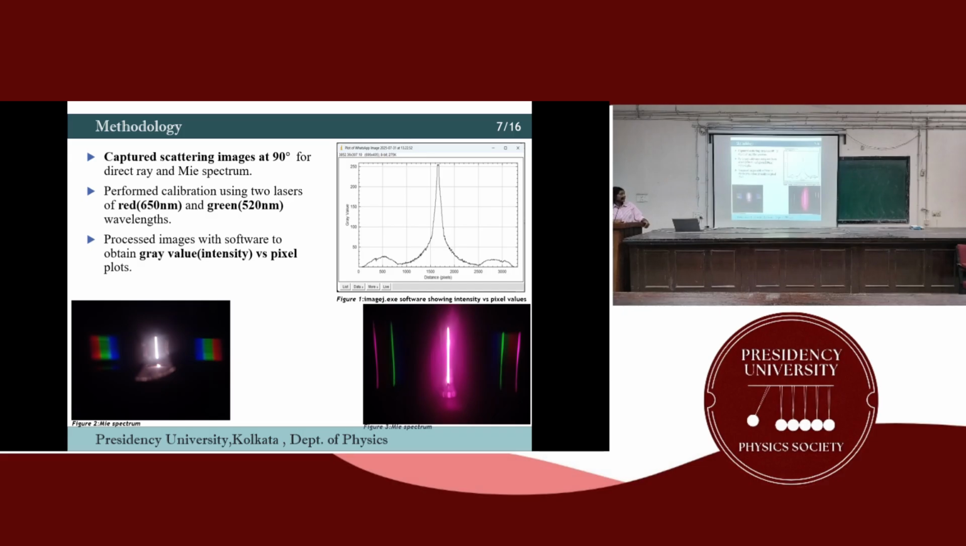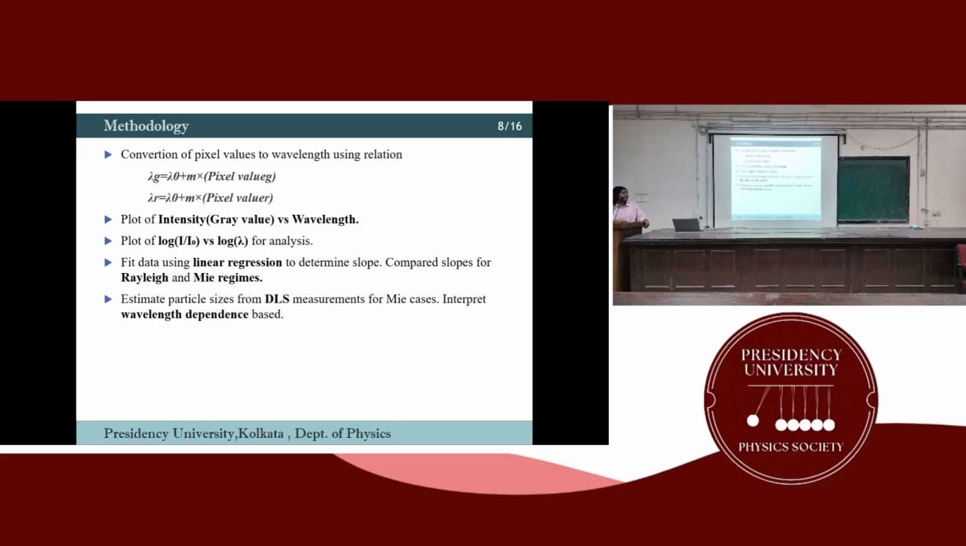This peak is showing the white light. This is the blue, here and here. This is showing blue, and then the corresponding green, and then red. Then I got this gray value versus pixel value. I converted this with a simple equation, considering that wavelength is directly proportional to the pixel values. Then with both these equations, I plotted intensity versus wavelength.